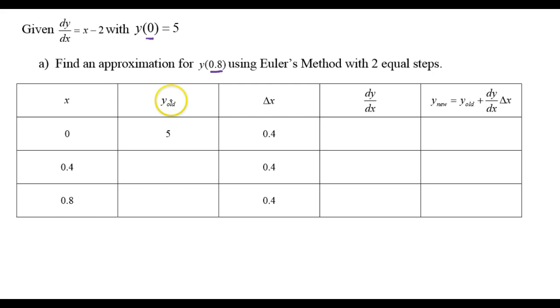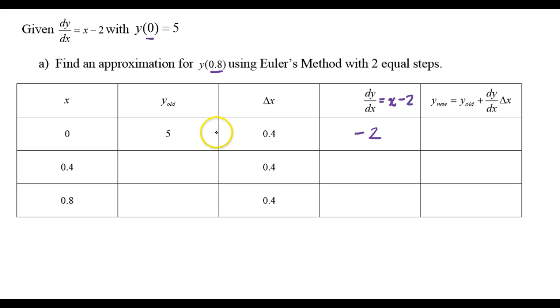Now filling out the table, the first row is going to be the same, and our first x and y old values come from the initial condition, so 0, 5. And my dy/dx, I will go ahead and fill in that formula, that's x minus 2, so that should be included as well in that first row. Now substituting in my x value here into dy/dx, my x value was 0, so 0 minus 2 gives me a slope of negative 2.